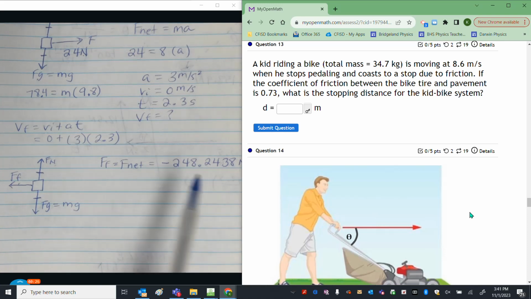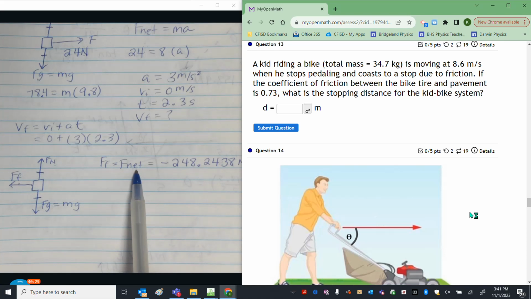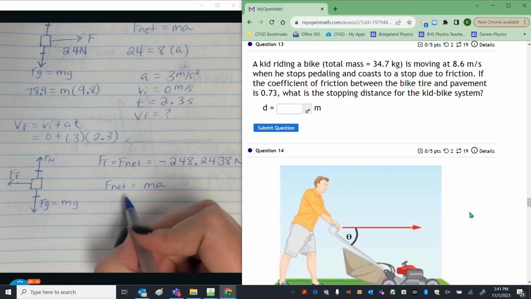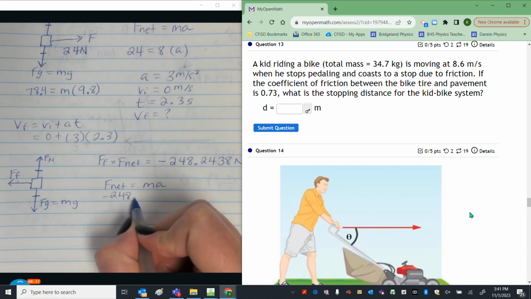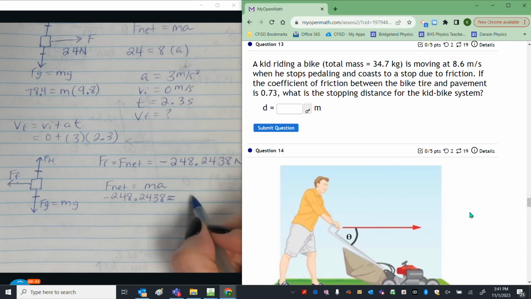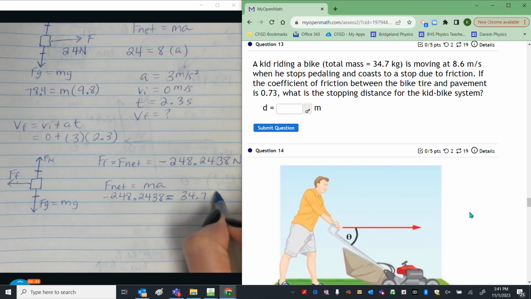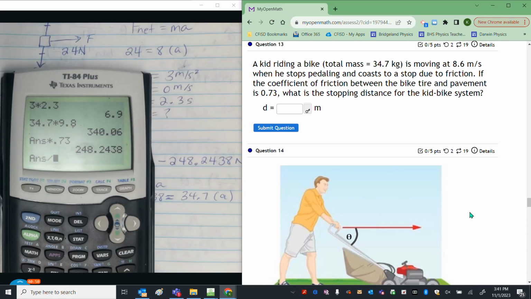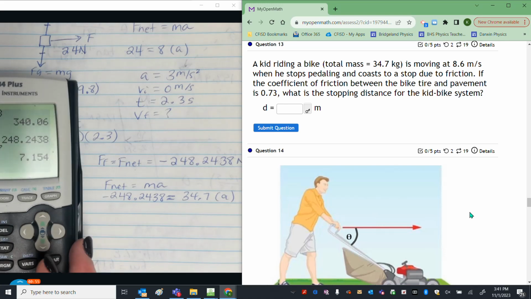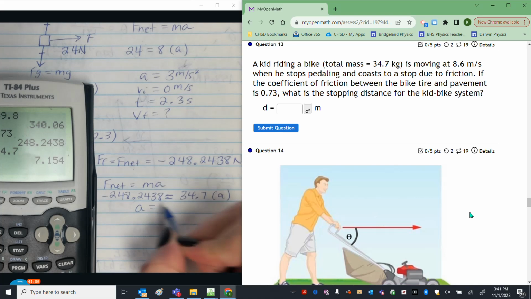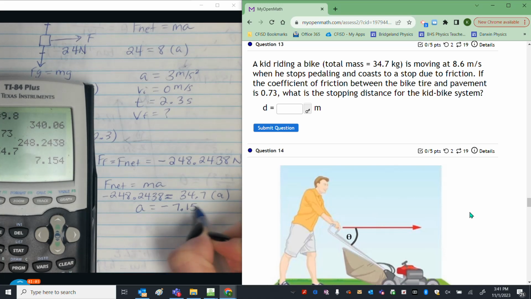From here, I can find acceleration because I already know the mass, and I know F net equals ma. So let's plug this in. Negative 248.2438 equals, the mass in this question is 34.7, times a. So we're going to divide our number in our calculator by 34.7. That's going to give me my acceleration, except that I don't have the negative sign on mine. I should have typed it, I didn't. But my acceleration is technically negative 7.154 meters per second squared.